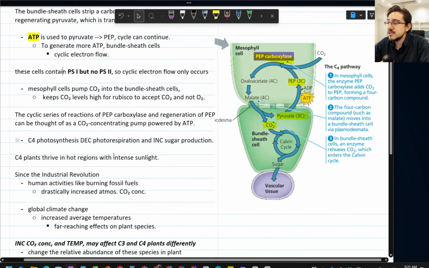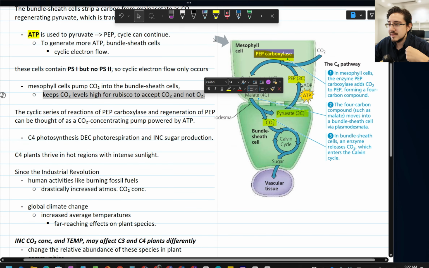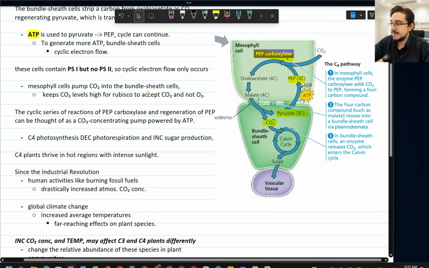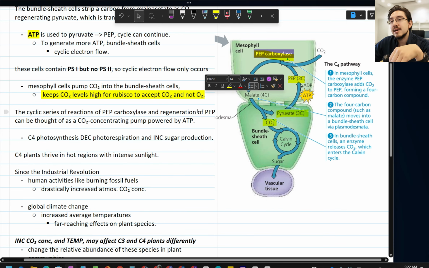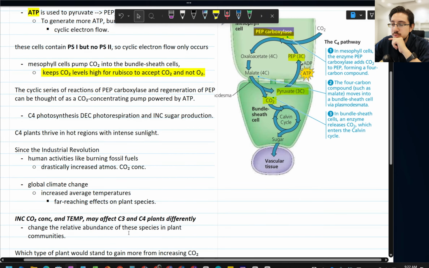So again, mesophyll cells dump carbon dioxide into the bundle sheaths. This keeps carbon dioxide levels high, so rubisco can keep accepting carbon dioxide. And this is a very nice key sentence here for you guys to get the main idea. Let me just highlight that here. Carbon dioxide levels need to be high, right, to maintain carbon dioxide into the Calvin cycle and not oxygen. Okay, and this is what we see here.